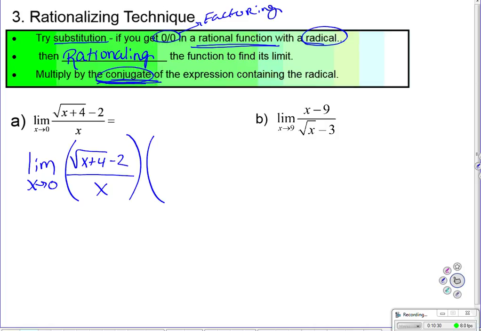Well, the conjugate of my radical will be square root of x plus 4, addition instead of subtraction there. And this turns to addition now. That's how we make the conjugate. And then an x plus 4 plus 2.